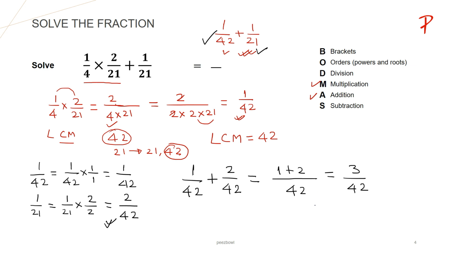Okay, let us simplify this fraction. 3 we can write as 3 multiplied by 1, and 42 I can write as 3 multiplied by 14, right? So this 3 and this 3 will cancel each other, and what we have is 1 upon 14. Okay, so result of 1 by 42 plus 1 by 21 is equal to 1 by 14, right? And this is the result of this particular question. Let us see how we arrived at 1 upon 14.